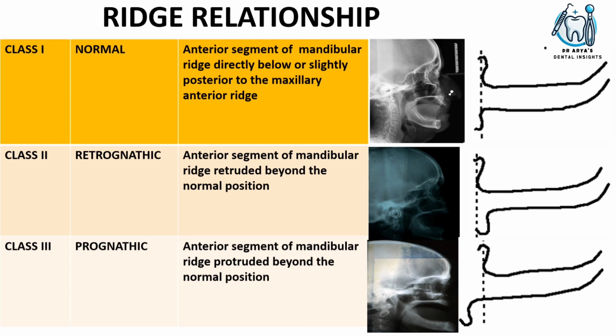And in class 2, it is retrognathic. In this picture, the anterior segment of the mandibular ridge is retruded beyond the normal position. And in class 3, it is prognathic. Here the anterior segment of the mandibular ridge is protruded beyond the normal position.